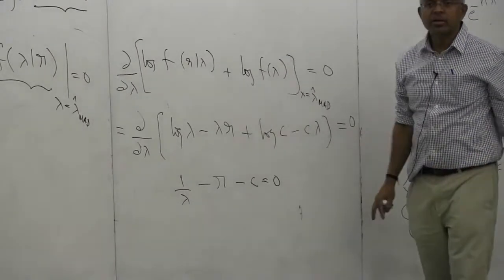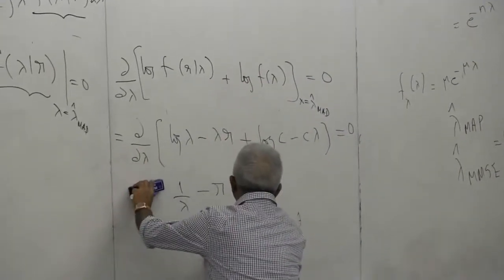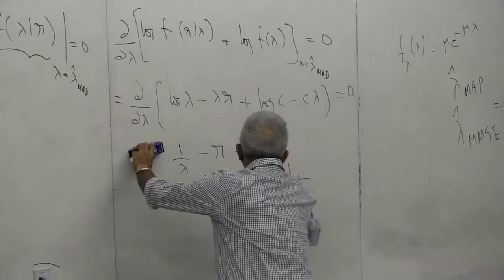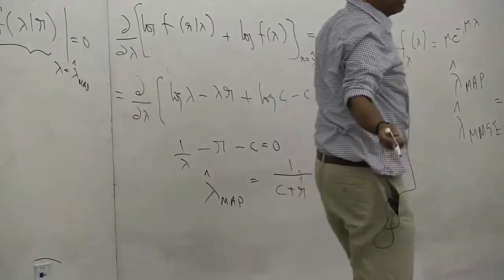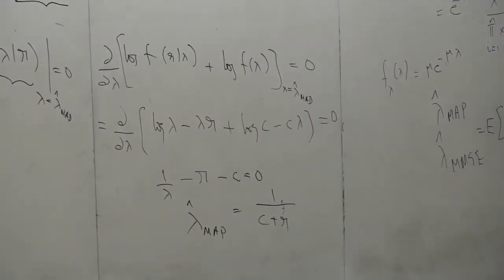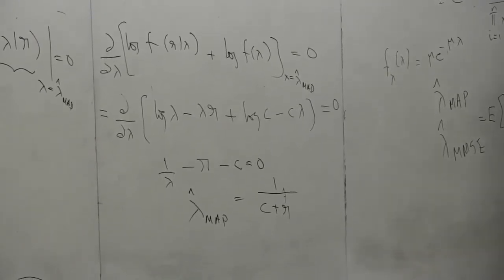So what do you get? Lambda hat MAP is 1 over c plus r. So I want to show that the MAP estimator also can be non-linear, all right? So now let's try to find out this.